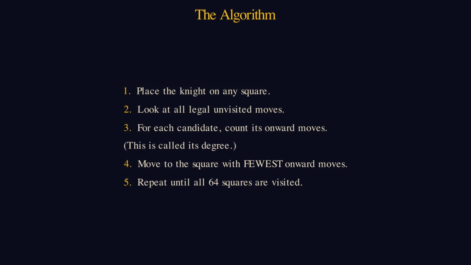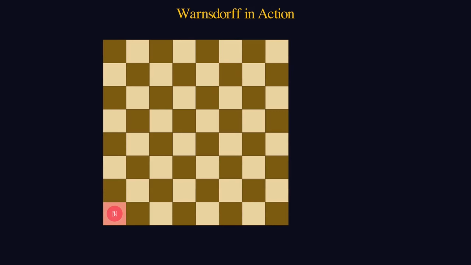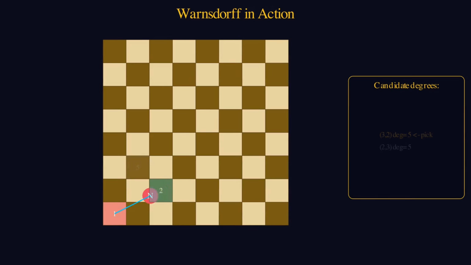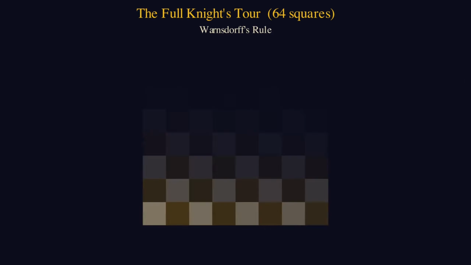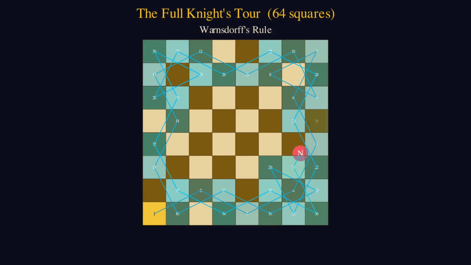possible. Thanks to this straightforward greedy strategy, Warnsdorff's rule finds a solution on a standard chessboard in almost every case, and it does so incredibly fast. We can visualize the result by numbering each square from 1 to 64 in the exact order the knight visits them. The result is a beautiful, winding path that covers the entire board.